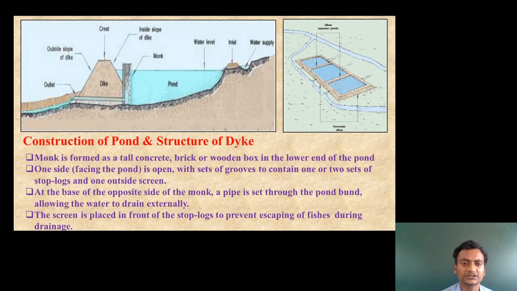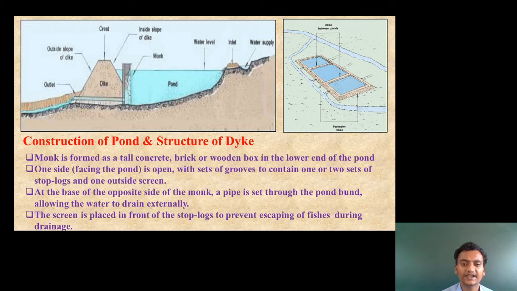This is about the typical structure of the dike. The upper part or top part of the dike is called the crest. It consists of an outer slope, which is present outside the pond, and an inside slope, which is facing the water body. Another structure present in the dike is called the outlet. In front of the outlet there is one more important structure called the monk.